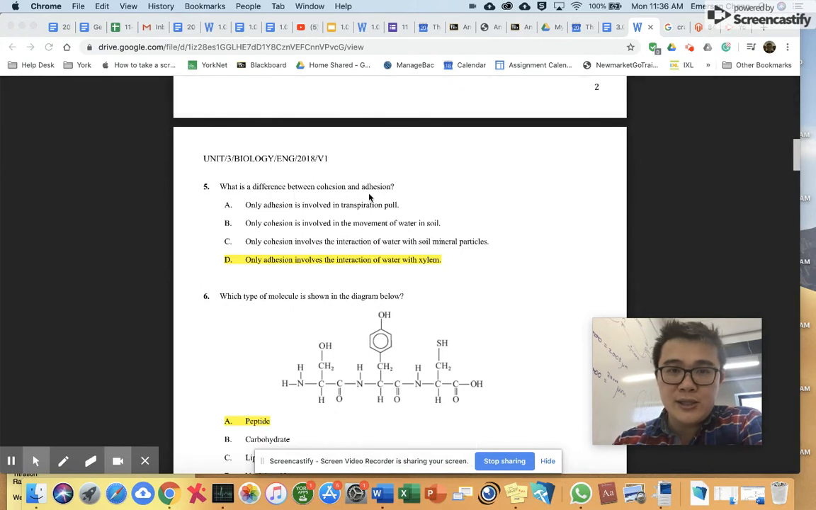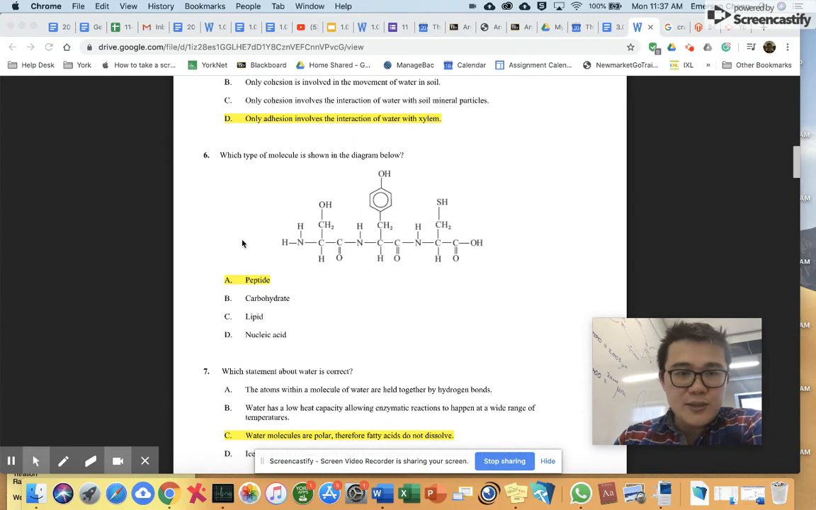Difference between cohesion and adhesion. Cohesion and adhesion are properties of water molecules. Cohesion is about water molecules attracted to each other, so two water molecules attracted to each other. Adhesion is about a water molecule and a polar molecule. So looking at all these, adhesion involves the interaction of water with the xylem. The xylem is a tube that water travels up. It is part of your notes about the properties of water, so make sure you look through that.